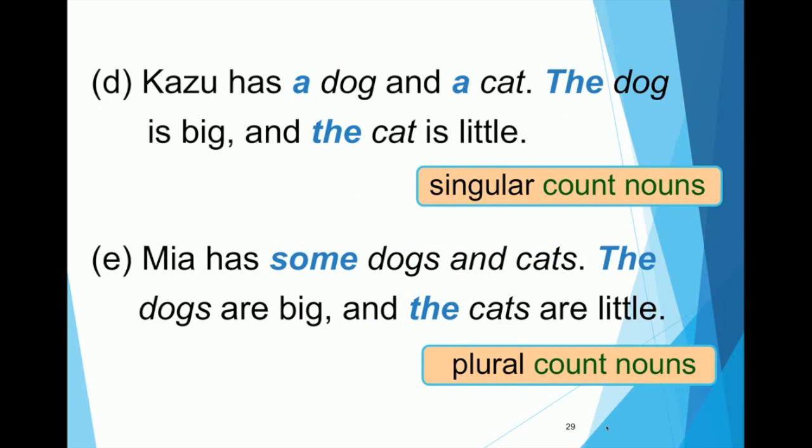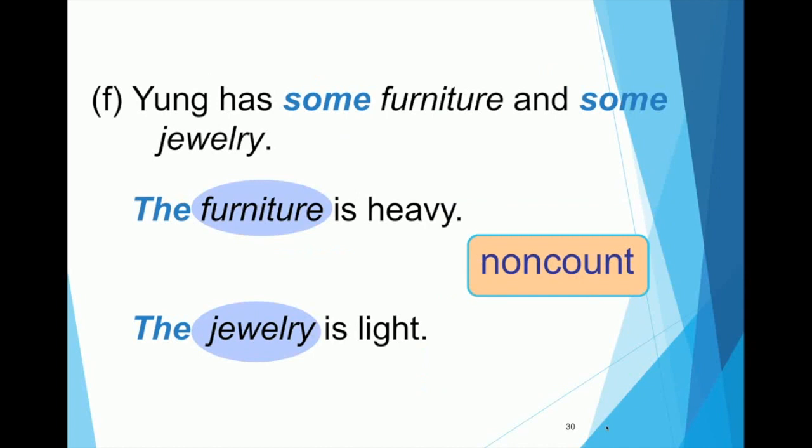Kazoo has a dog and a cat. The dog is big and the cat is little. Mia has some dogs and some cats. The dogs are big and the cats are little. Young has some furniture and some jewelry. The furniture is heavy and the jewelry is light. Notice that the definite article is used with both singular and plural count nouns and with non-count nouns.